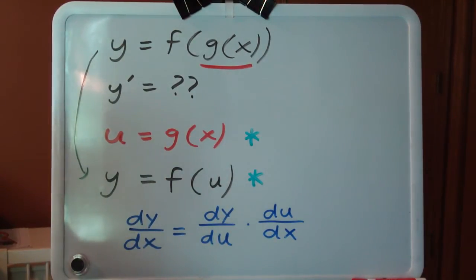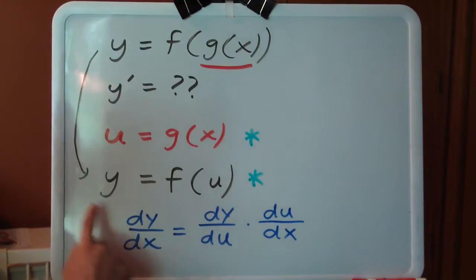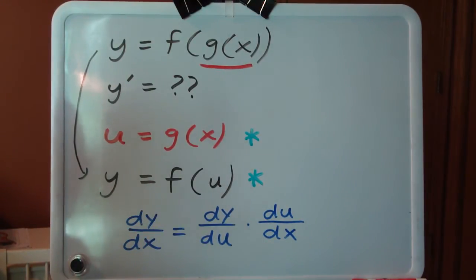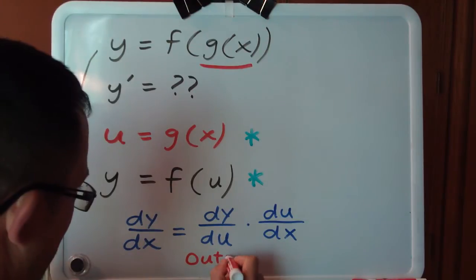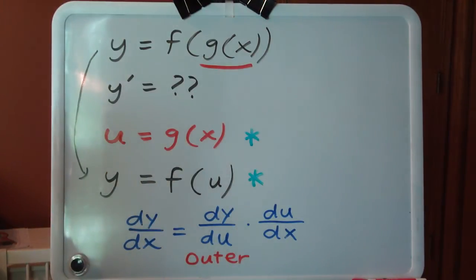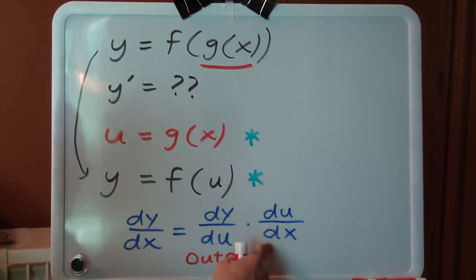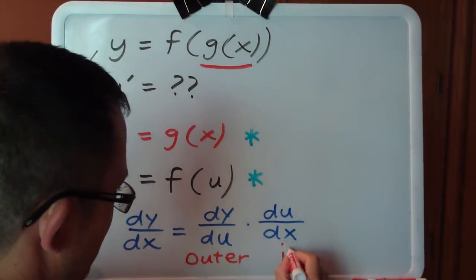Okay, so when we look at this, dy du is referring to this statement y equals f evaluated at u. So this is the derivative of the outside function. This is really the outer part, right, that we're finding the derivative of. And then du dx is referring to this top statement here. So g is the inside function. So this is the inner one.